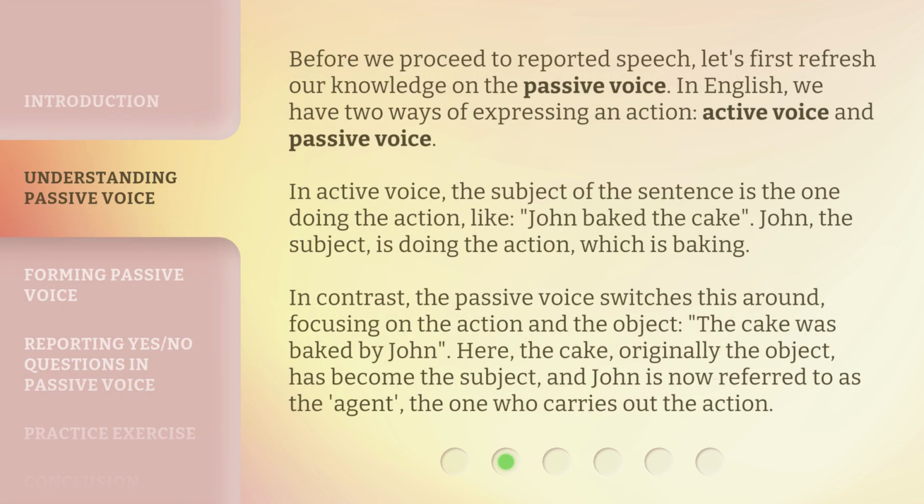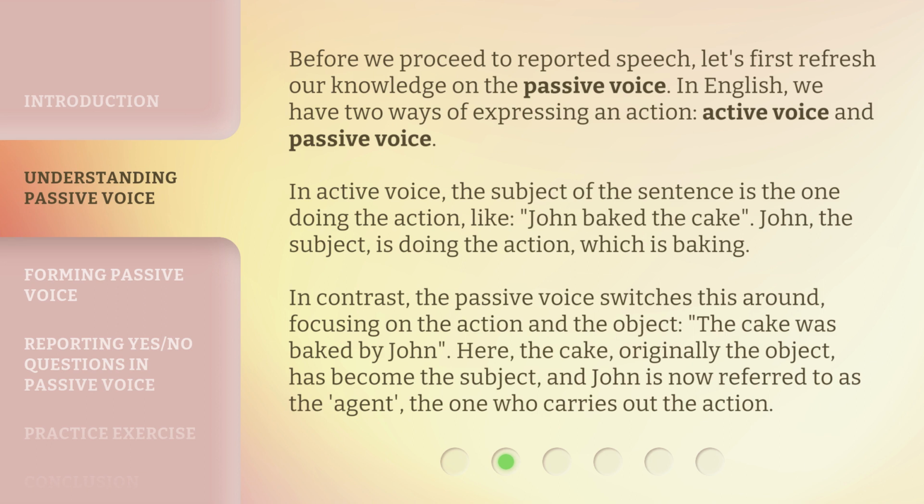Before we proceed to reported speech, let's first refresh our knowledge on the passive voice. In English, we have two ways of expressing an action: active voice and passive voice. In active voice, the subject of the sentence is the one doing the action, like, John baked the cake. John, the subject, is doing the action, which is baking.